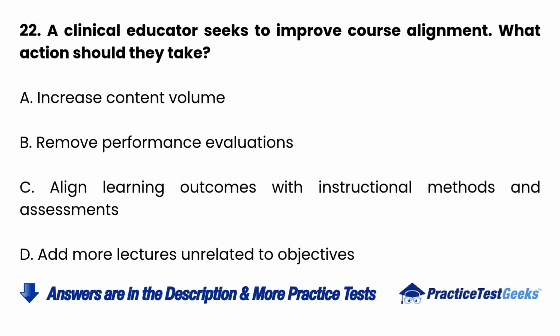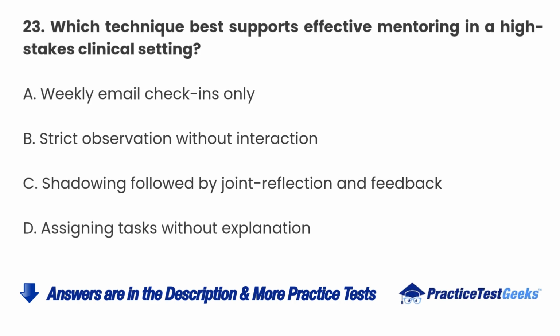22. A clinical educator seeks to improve course alignment. What action should they take? A. Increase content volume. B. Remove performance evaluations. C. Align learning outcomes with instructional methods and assessments. D. Add more lectures unrelated to objectives.